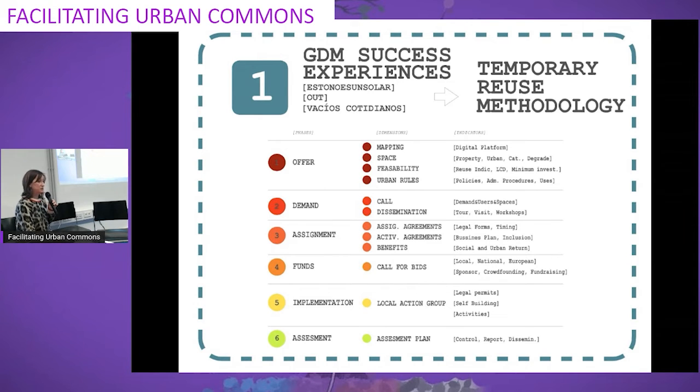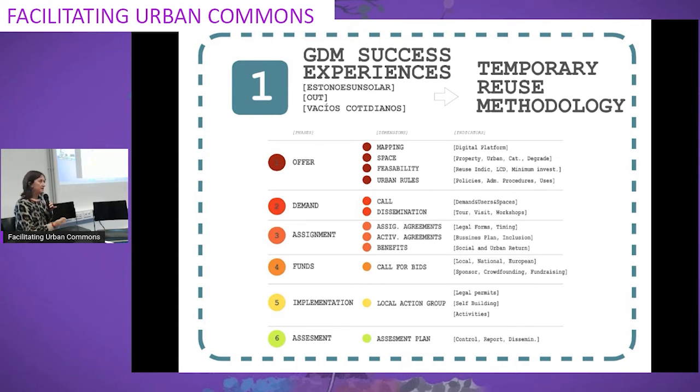Then we have the phase of the implementation. We made the call, we selected the best proposal, and finally we can start this kind of implementation through a local action group, where we have to consider very important elements, the legal issues. Is it possible? Is the accessibility of the building good enough?